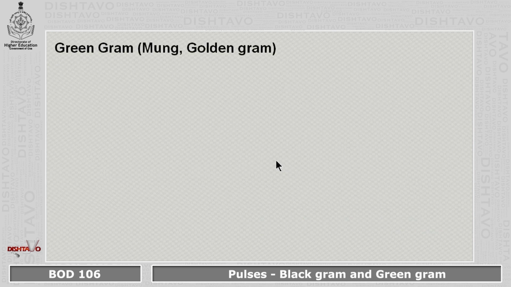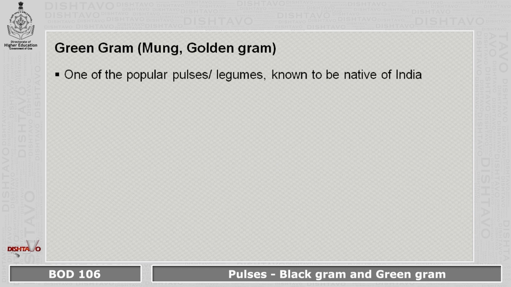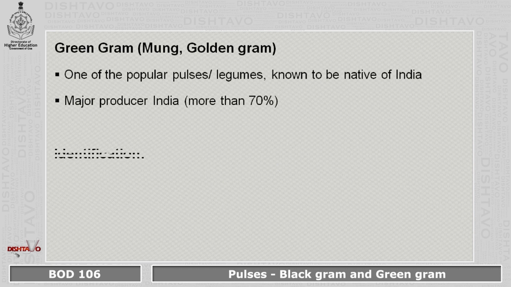Now come to green gram. That is another very important pulse crop, and it is one of the most popular pulses, native to India. Very interesting, it is native to India, but now it is grown in some other countries also. India is the major producer, more than 70% of global production of green gram is from India. But India needs a lot of it, and very little is exported.